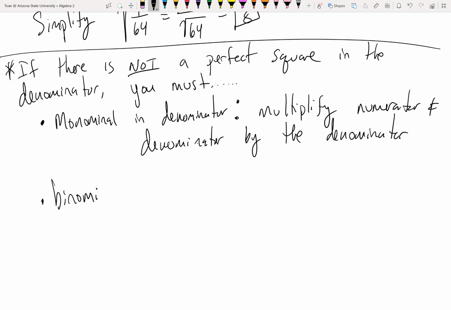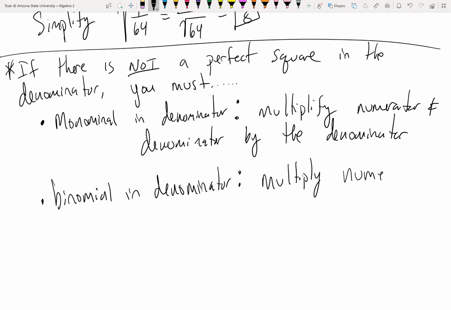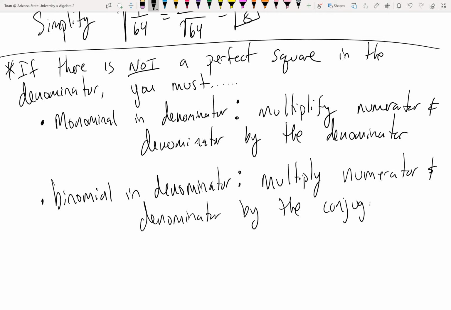If you have a binomial in the denominator, you're going to multiply the numerator and denominator by the conjugate, that's one of our vocab words, of the denominator.